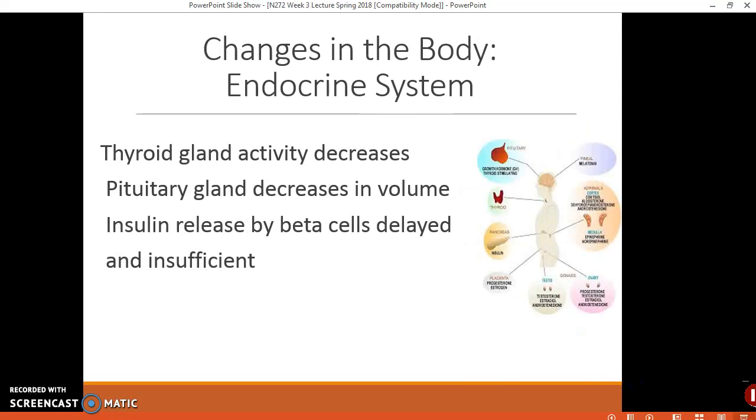The endocrine system, thyroid gland activity will decrease. The pituitary gland decreases in volume. Insulin released by the beta cells is delayed and insufficient. Again, in the presence of disease, you have what we call type 2 diabetes. In the absence of disease, this insulin released by the beta cells being delayed and insufficient could contribute also to blood sugar levels being a little higher than normal.